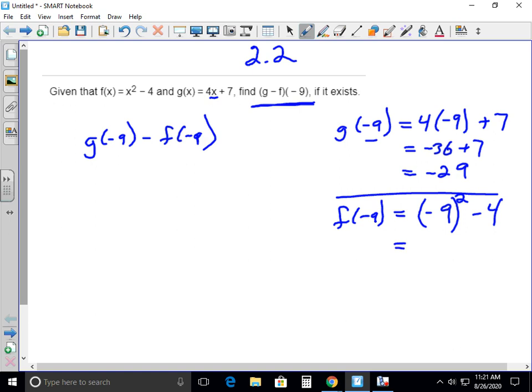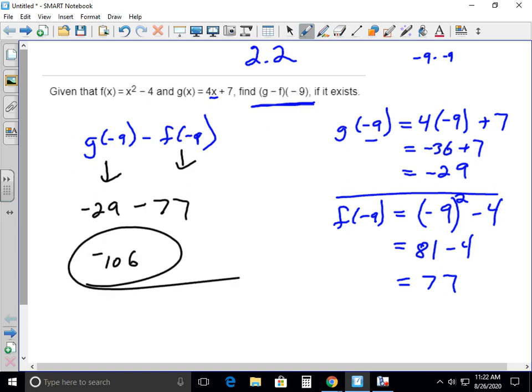So negative 9 squared, negative 9 times negative 9 is positive 81. Then minus 4, so 81 minus 4, 77. So we replace g of negative 9 with negative 29. Bring down the minus, and then f of negative 9 is 77. Same signs, we add those. Take the sign of the bigger. So that's what we do there.